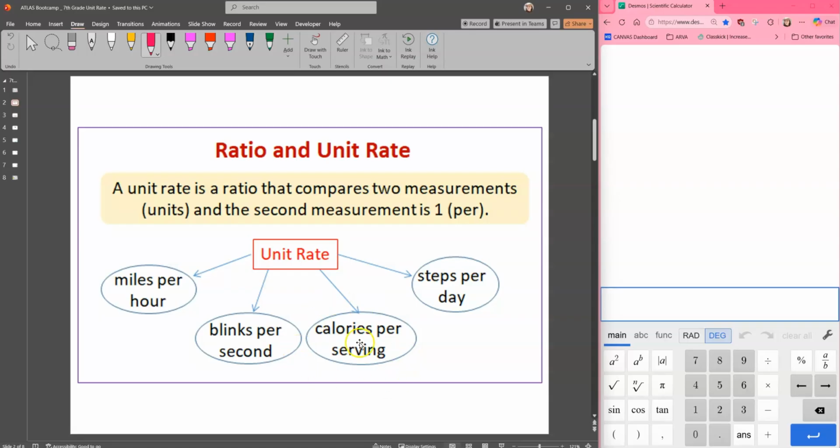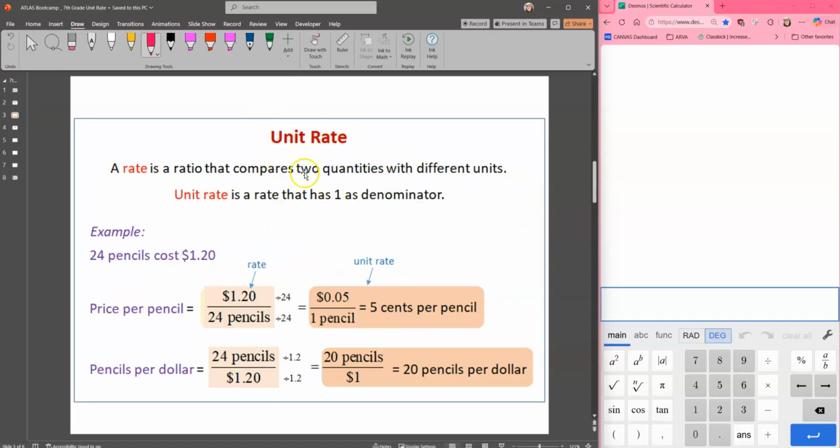Calories per serving. How many calories per 1 serving? Steps per day. How many steps per 1 day? The second unit is always 1. 1 day, 1 serving, 1 second, 1 hour. It is only a unit rate, which is a special ratio, if that second value is 1 per something. So let's talk about that a little closer.